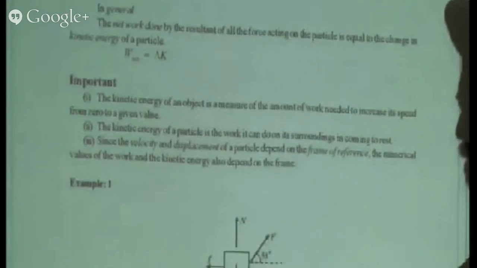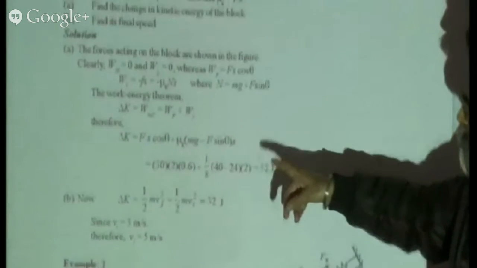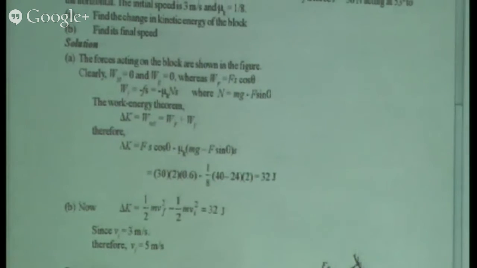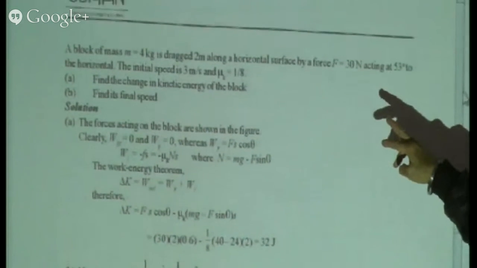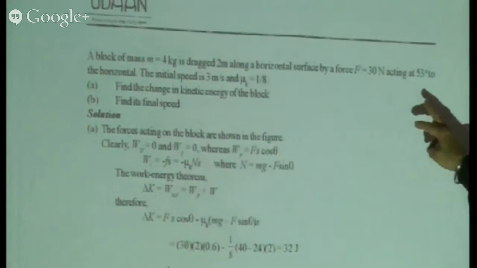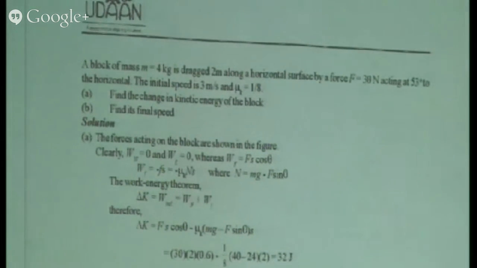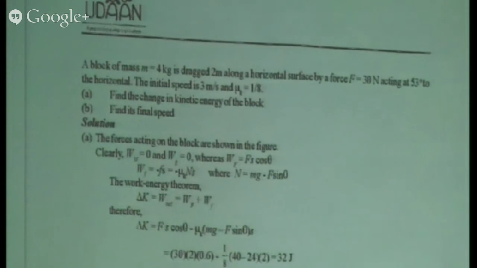So example 1, suppose there is a block. There is a block of mass 4 kg which is dragged 2 meter along the horizontal surface by a force F equal to 30 Newton at 53 degrees. Okay, this diagram. Let's suppose theta is 53 degrees. So there is a block whose mass is given.